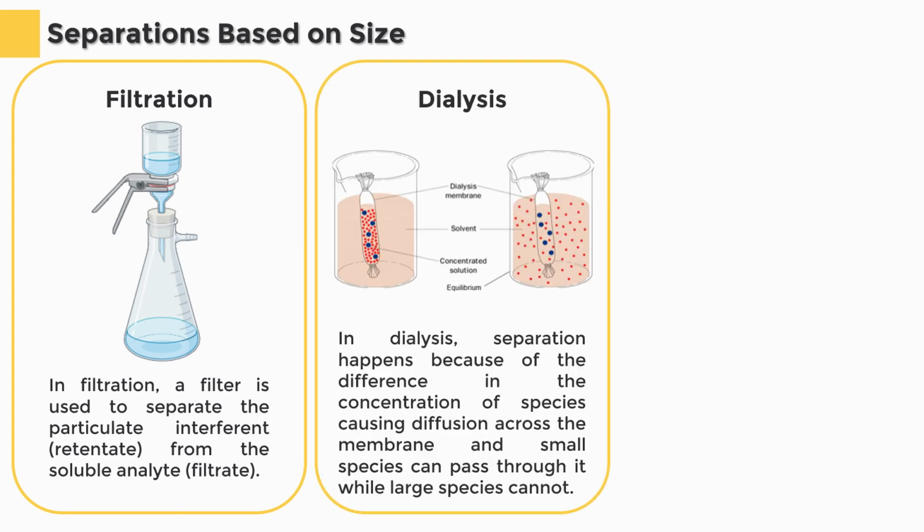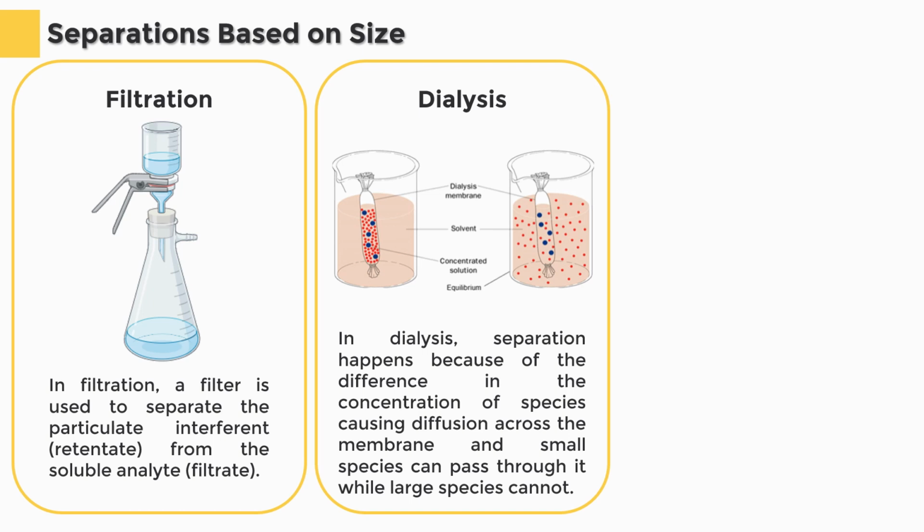In this separation technique, a dialysis membrane is made from cellulose, and separation happens because of the difference in concentration of species, causing diffusion across the membrane. In the dialysis membrane, small pieces can pass through, while large pieces cannot. One notable use of this is kidney dialysis, where blood is separated from metabolic waste.